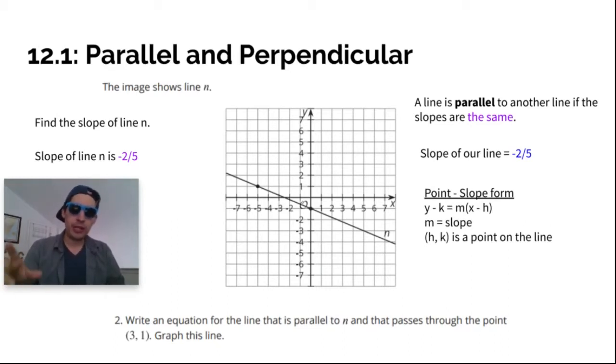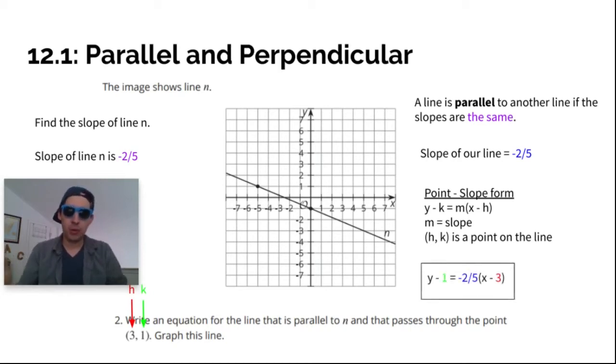What we want to do is take the point that we know it goes through and replace that with the h and the k. So the 3 is our h, the 1 is our k, and we simply plug that in with the slope to get the equation y minus 1 equals negative 2/5 times x minus 3. So you would actually graph this line by starting at the point 3, 1, using the slope to get the rest of the points. It should look something like that. If we put the first line back in there as well, it actually looks like the blue line is perpendicular to both line N and this purple line that we have now.